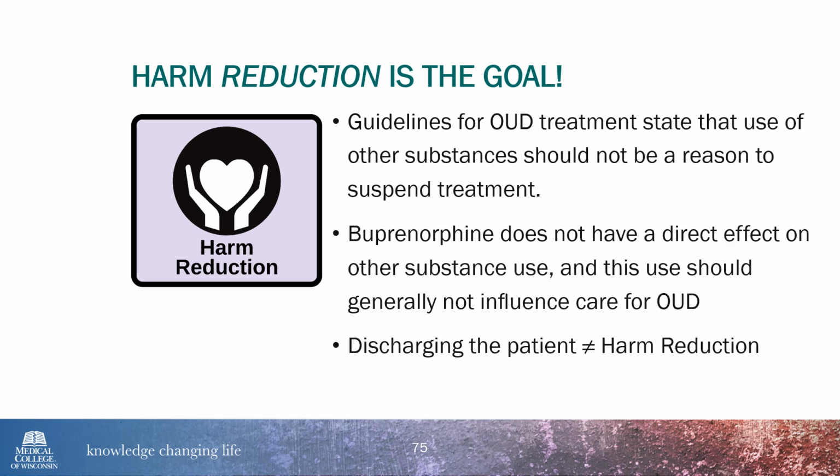So my advice to you is, if someone is using multiple other drugs, address the other substance uses. Talk about harm reduction, talk about safety of using those drugs, but don't kick them out of your practice, because that's the opposite of harm reduction. You're throwing the baby out with the bathwater, essentially. If you can get them on buprenorphine and treat their opioid use disorder, even if they have comorbid other substance use disorders, they're better off on the buprenorphine.